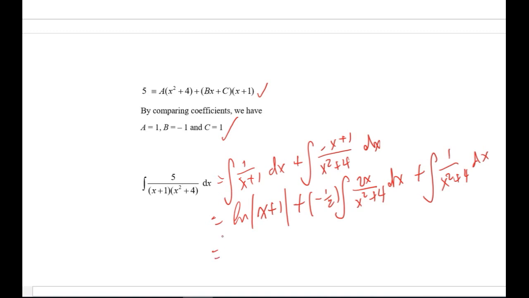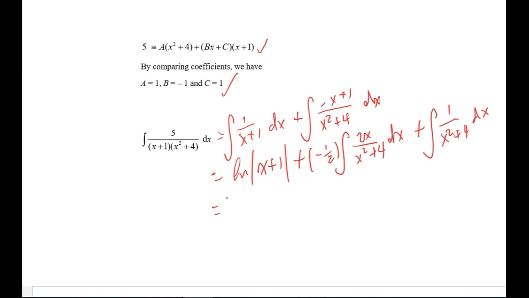So how do we now integrate the middle expression? The middle expression is 2x over x squared plus 4. The 2x, remember, is like my f prime x, and the x squared plus 4 is like my fx. So it reduces to ln of fx, or ln of x squared plus 4.